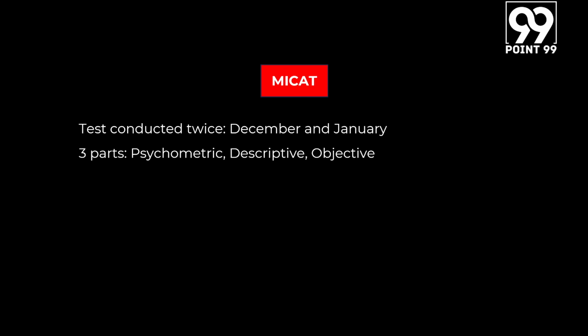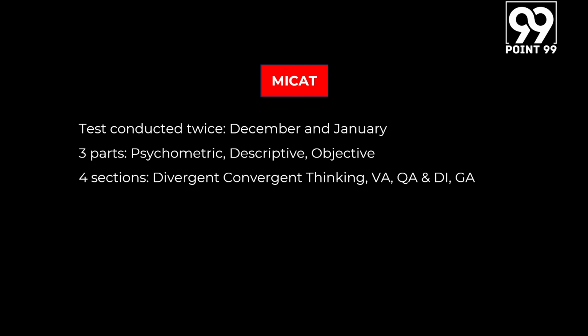There is a descriptive section, which is unique to the MICAT, and there is an objective section, which consists of MCQs. In terms of these sections of the objective part, you are going to have a divergent convergent thinking part. It's a very interesting thing. Do look it up. VA is the verbal ability part. QA and DI will be one section, and GA or general awareness will be one section.